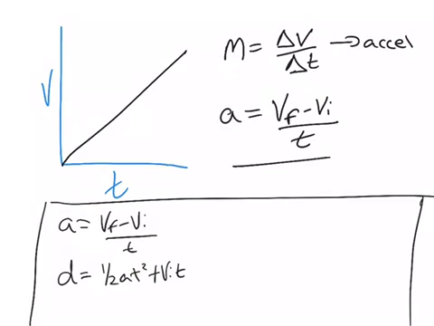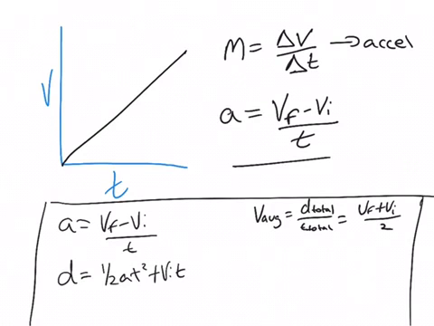There are two other formulas. One is the average velocity formula, in case you're asked to find that. That is the total distance over the total time, but that can also be equal to vf plus vi over 2. Probably not going to use this one much, but it might come up.